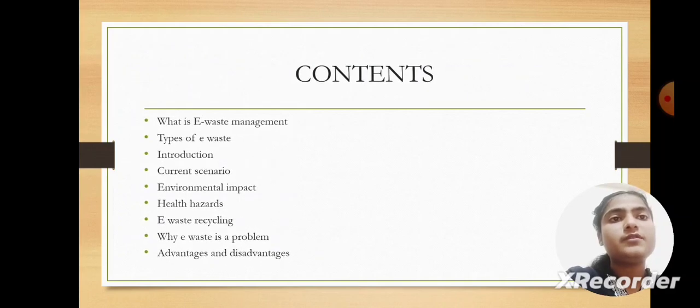The contents which we are going to study today are: what is e-waste management, types of e-waste, introduction, current scenario, environmental impact, health hazards, e-waste recycling, why e-waste is a problem, advantages and disadvantages of e-waste.